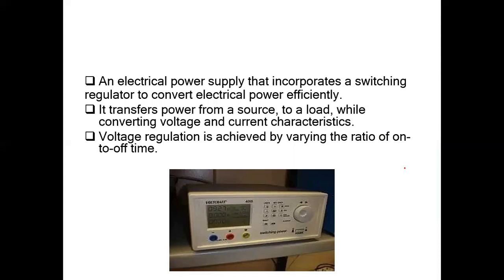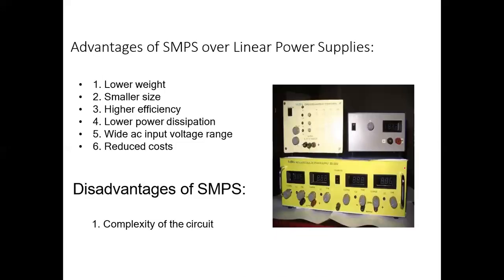An electrical power supply that includes a switching regulator to convert electrical power efficiently. It transfers power from a source to a load while converting voltage and current characteristics. In this circuit, the voltage regulation is achieved by varying the ratio of on and off time. So what are the advantages of SMPS? Lower weight, smaller size, high efficiency, low power dissipation, wide AC input voltage range, reduced cost. Disadvantage: complexity of the circuit.